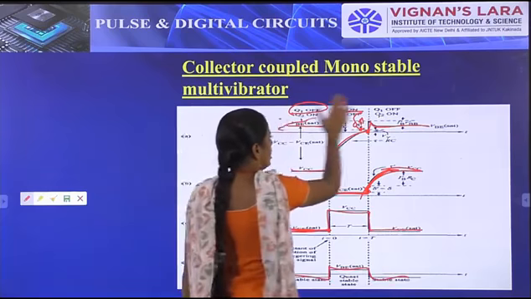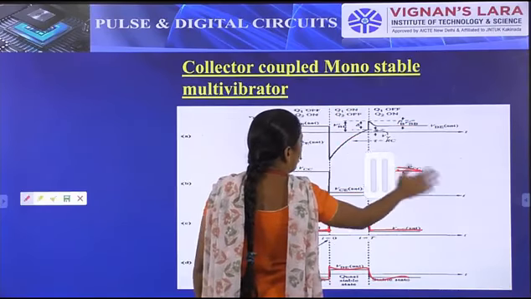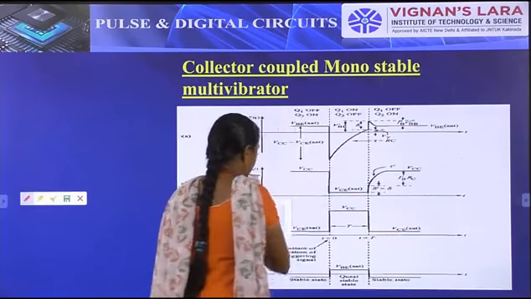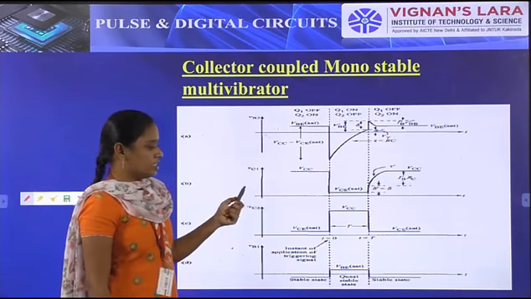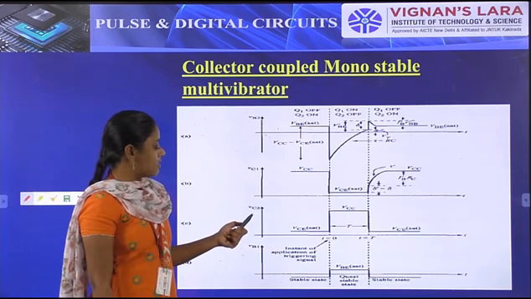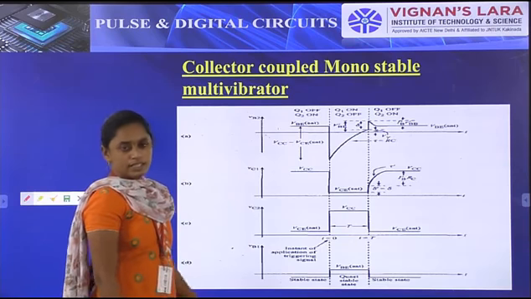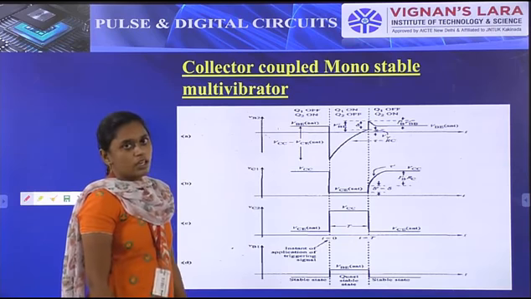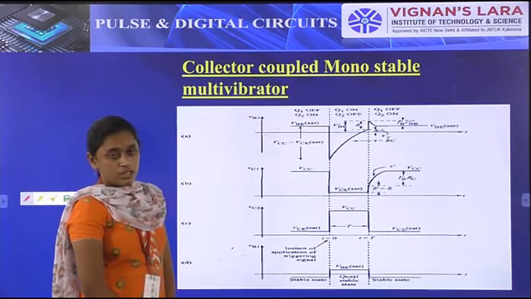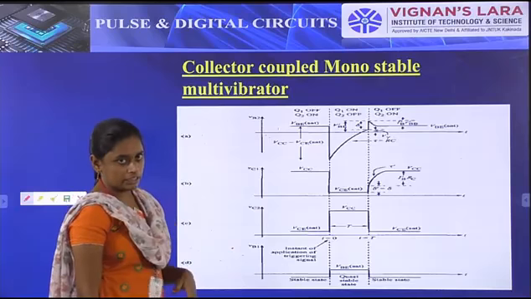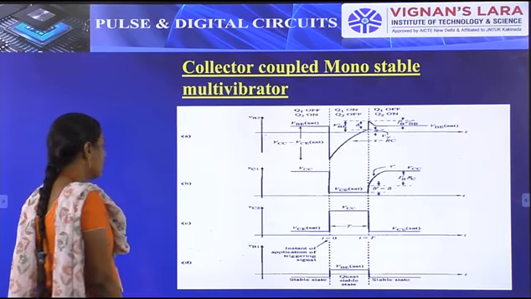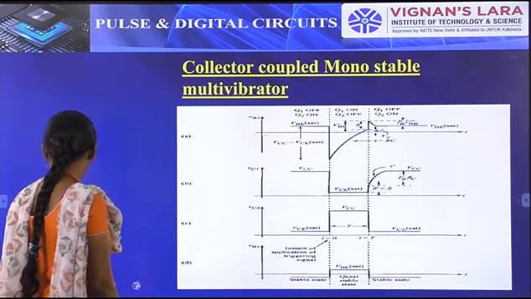So these are the waveforms of the monostable multivibrator. The first one is VB2 and VC1, that is the collector of transistor Q1, the second one is the collector of transistor Q2, and the third one is the base of transistor Q1. So this is about the collector coupled monostable multivibrator, its circuit and its waveforms.